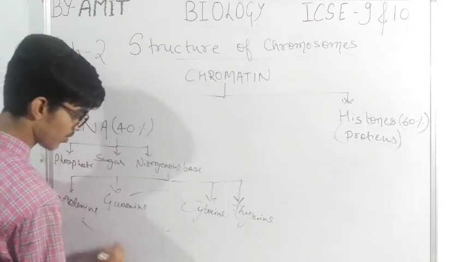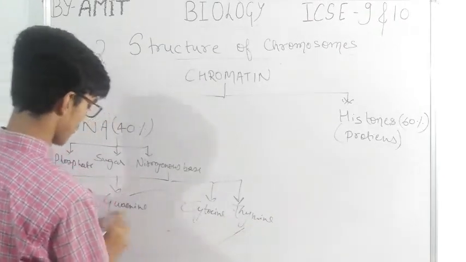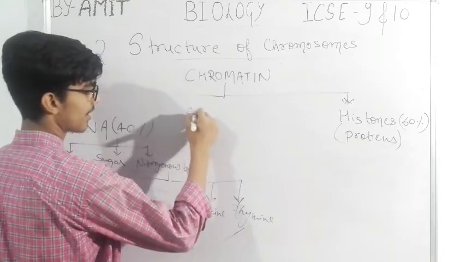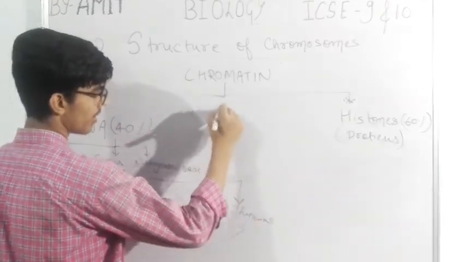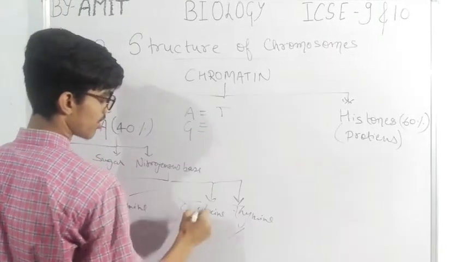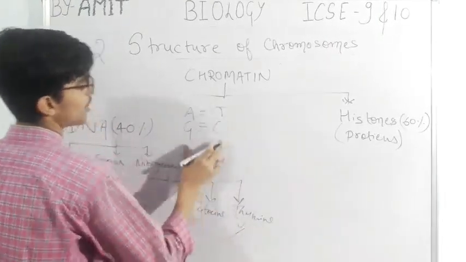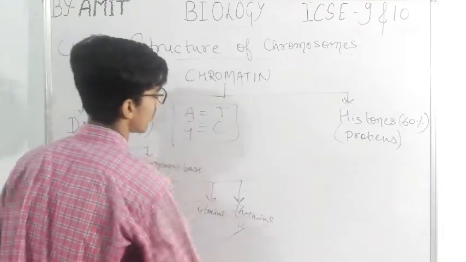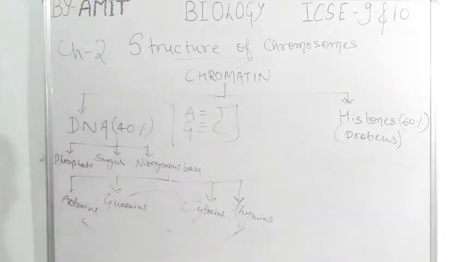These two and these two are interrelated with each other. We write A double bond T and G triple bond C. So this relation is very important. Copy down.